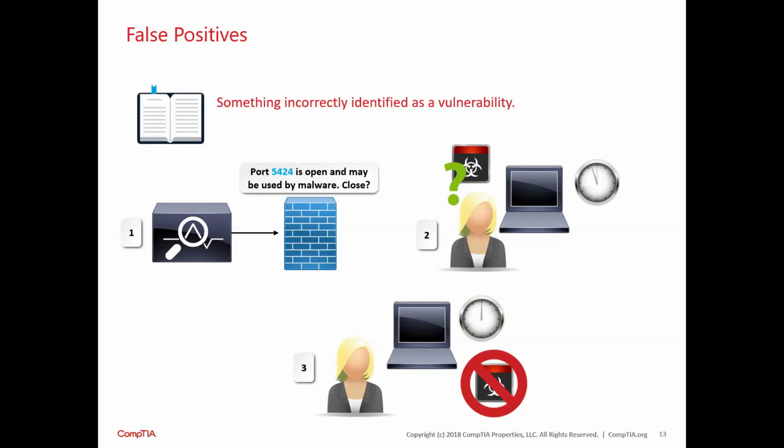So, for example, here, port 5424 is open and may be used by malware. Now, this might indicate something that could be on your system, or could not be. So you'll need to do validation on this. A false positive is just like a false alarm. It was identified, but the condition may not be there. It may not actually give you the actual thing.